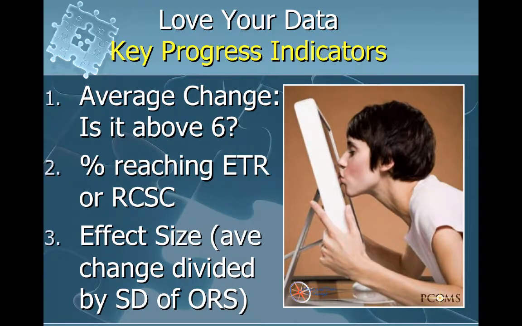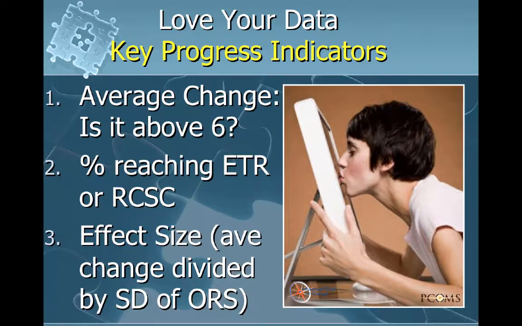Average change, it's right there on the stats page. I'll look at it in a minute here. Is it above 6? If your closed cases average 6 points of change, that's fantastic. You can say that my clients on average change reliably. That's a nice thing to be able to say. The percent of your clients that are reaching the expected treatment response, right? And of course, Better Outcomes Now gives you the percent of your clients that reach 67% of what we hope for them. And also you have the percent of your clients reaching reliable and or clinically significant change.